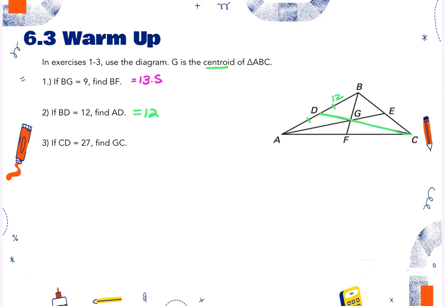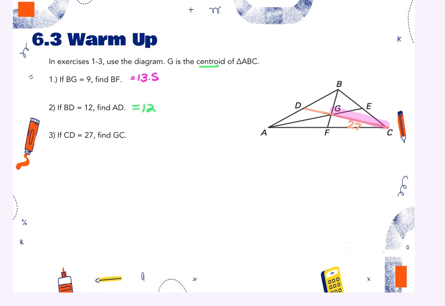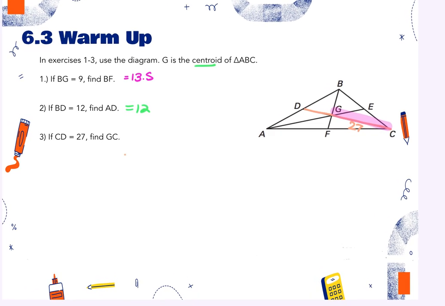And last up, CD is 27. And it wants you to find GC. So GC is the 2/3 part. I can either do 27 times 2/3, or I can take 27 divided by 3 and then double it. It's the same thing. So 3 goes into 27 9 times. 9 times 2 is 18.